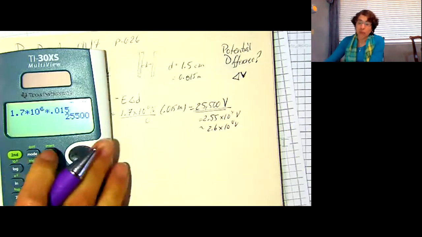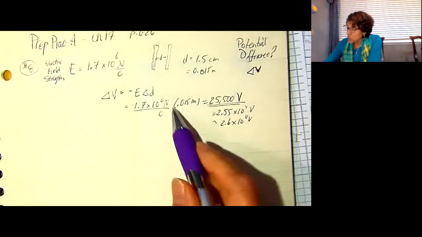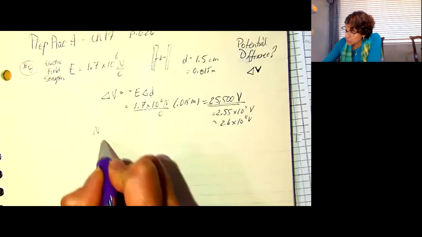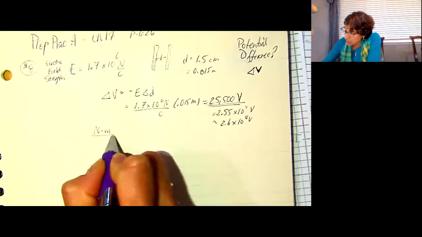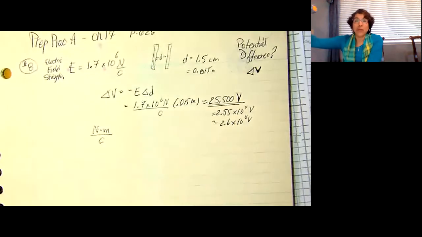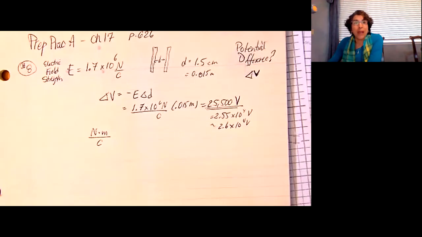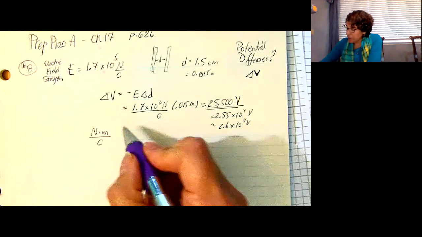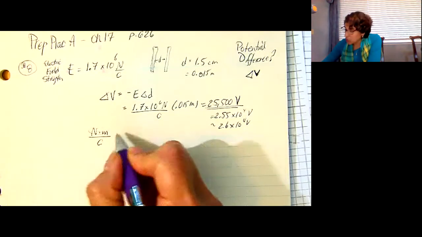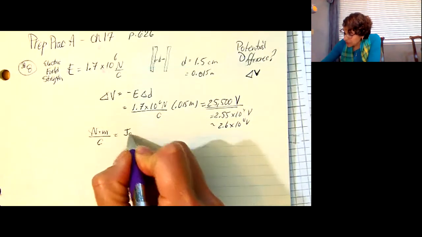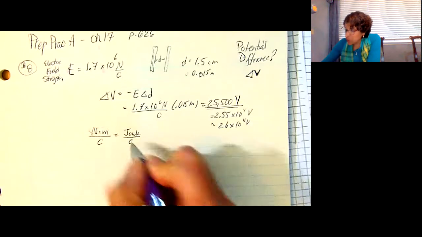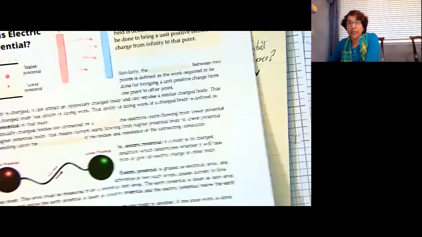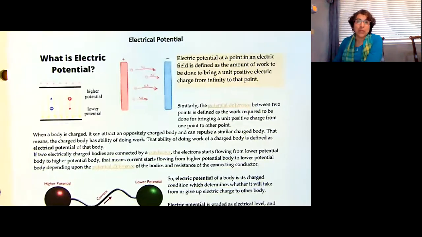Now, why is it volts? We have newtons per coulomb times meters, so newton meter per coulomb. Hopefully you remember that a newton meter, hey, isn't that a joule? Yes, it is. So that's joule per coulomb. And I draw your attention to another handout that I posted, that I whipped up for you guys.